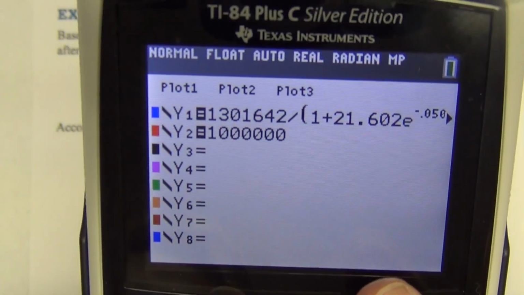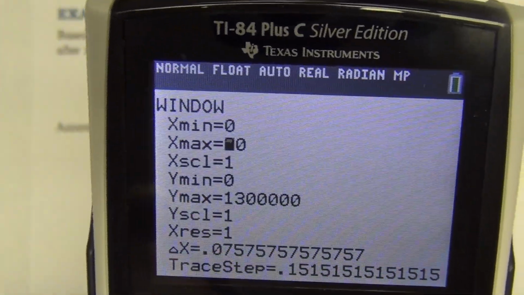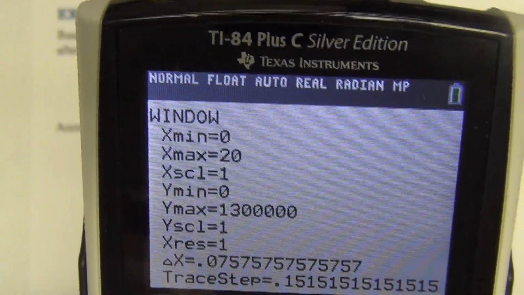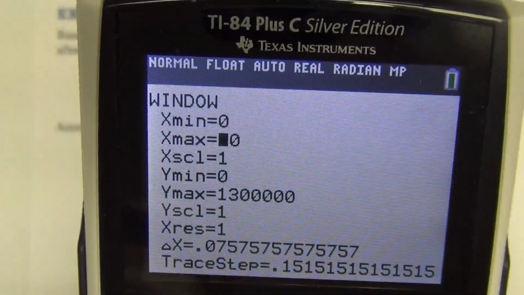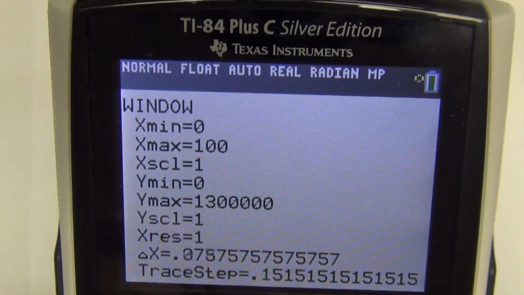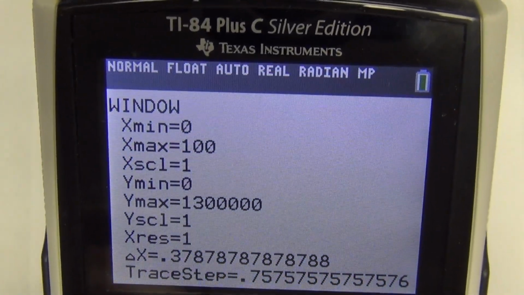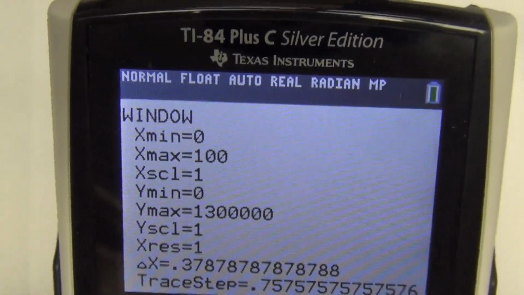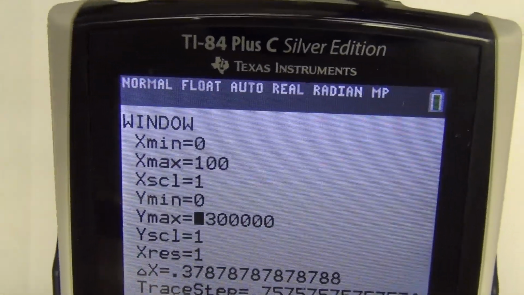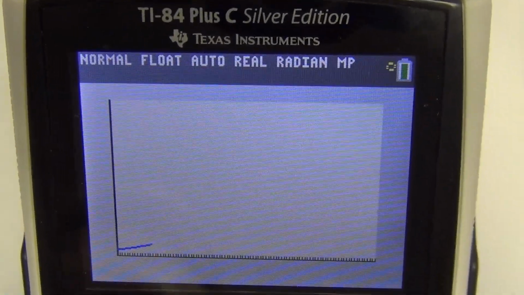I'm going to again adjust my window. The x values are the time in years. 0 is starting at the year 1900. And so if I were to go to 100, that would be the year 2000. So let's just try that. And it looks like we're going from a population of 0 people to 1,300,000. I'm going to say that's probably fine. Let's hit graph and see what happens.